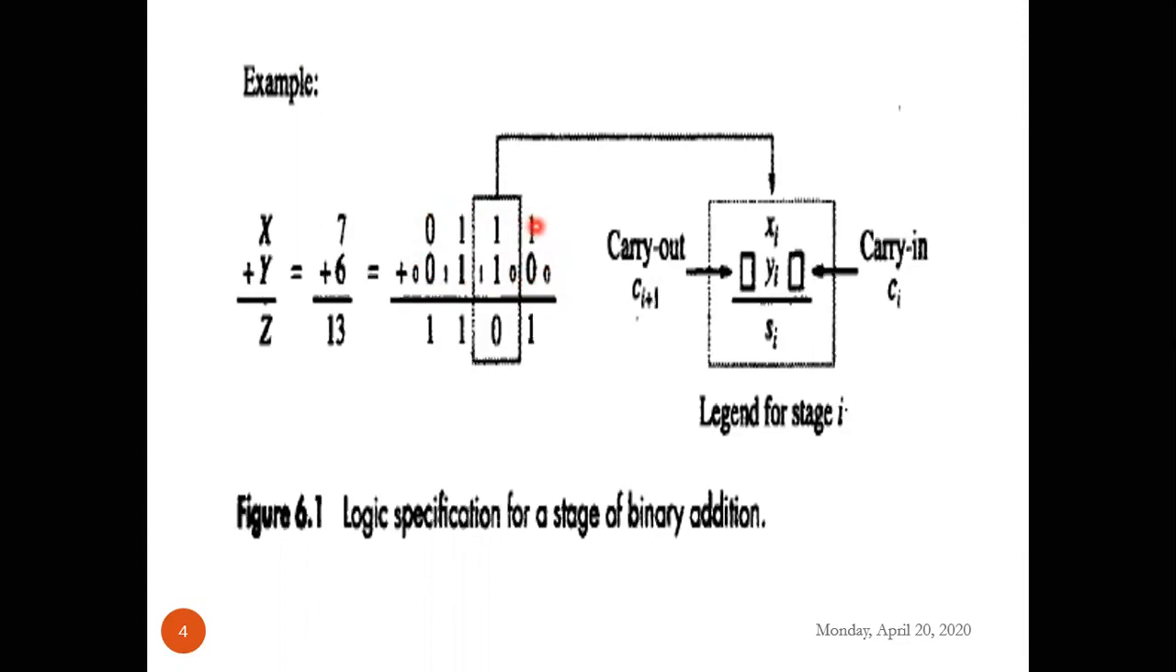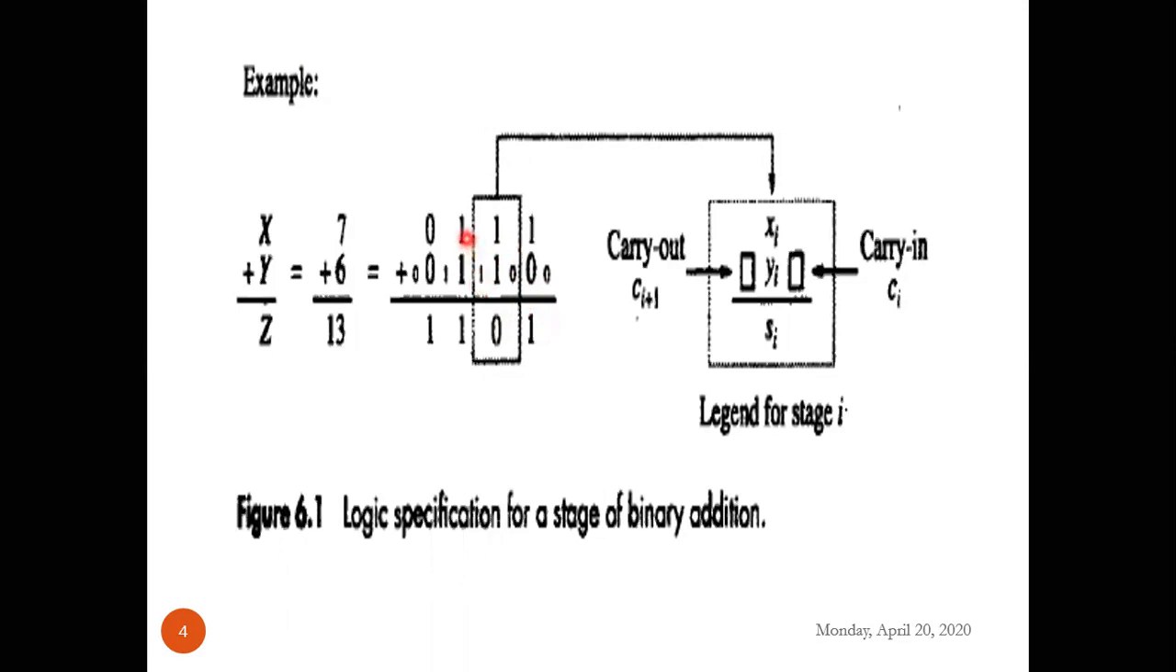In the 0th stage, we have the x input as 1, y input as 0, and the initial carry we have assumed as 0. So 1 plus 0 plus 0, sum is 1, and carry to the next stage is 0. And in the first stage again, x input is 1, y input is 1, carry input is 0. So 1 plus 1 is 0, carry is 1 to the next stage.